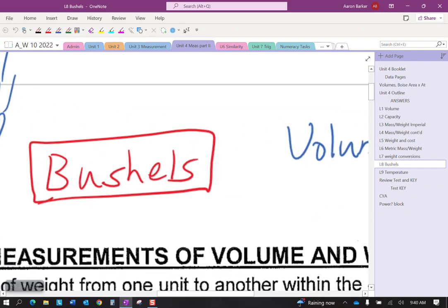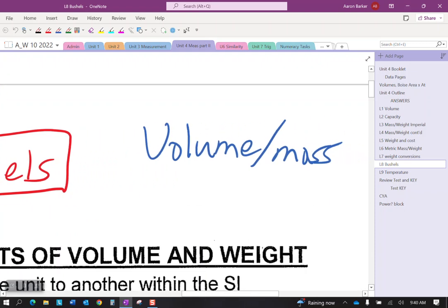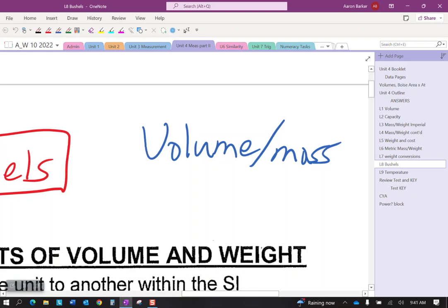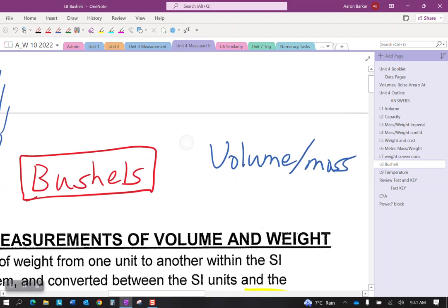A bushel is how much volume per mass, or how much volume for a unit of weight. So, it's kind of like volume per mass equals a bushel. That's what you're looking at. So you compare the volume and the mass together, and they're related. You find one, you find the other. You find the other, you find the one. Okay? So it's how they're related with each other.